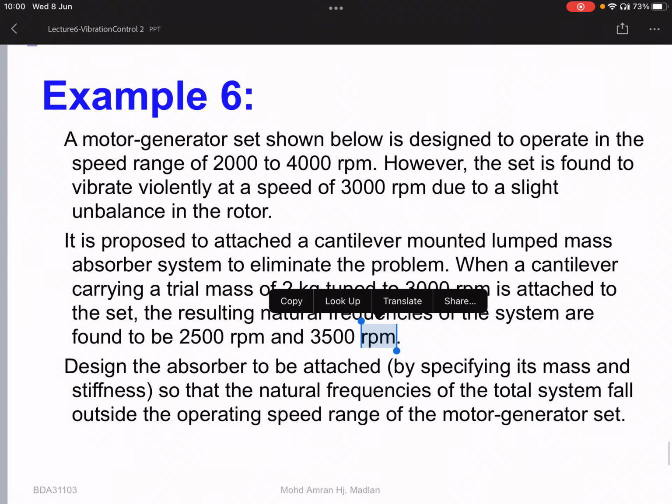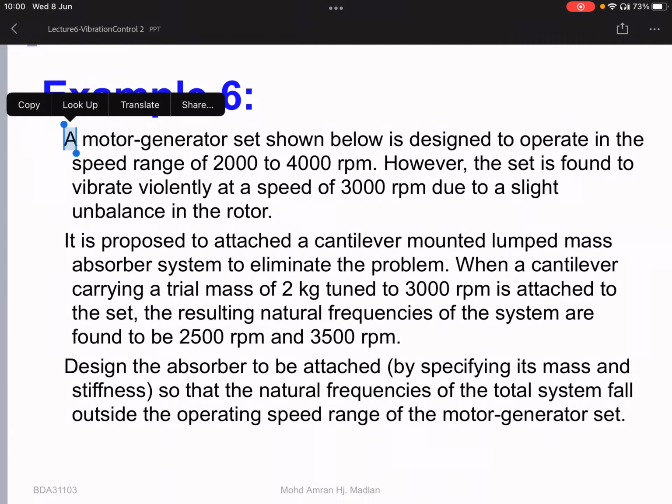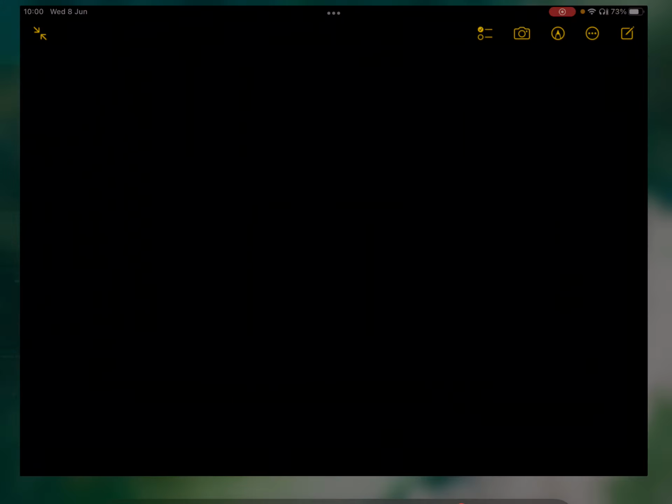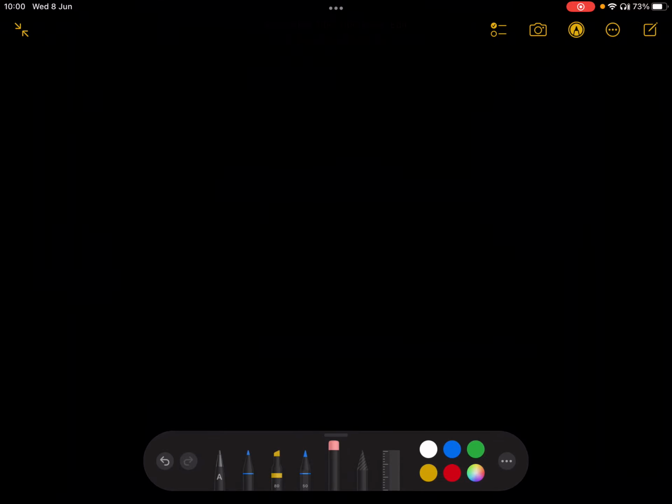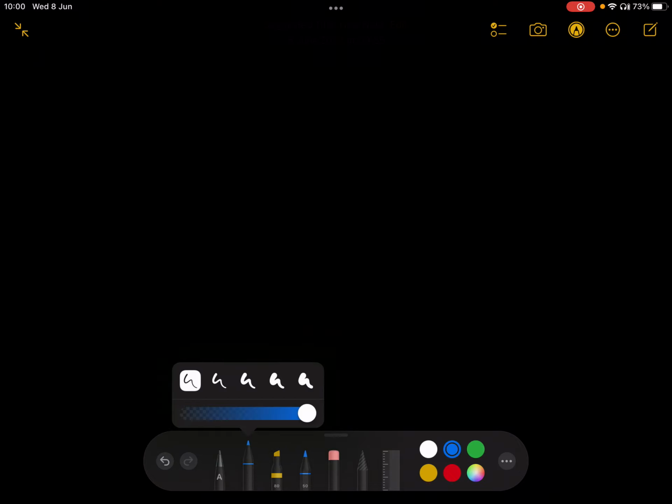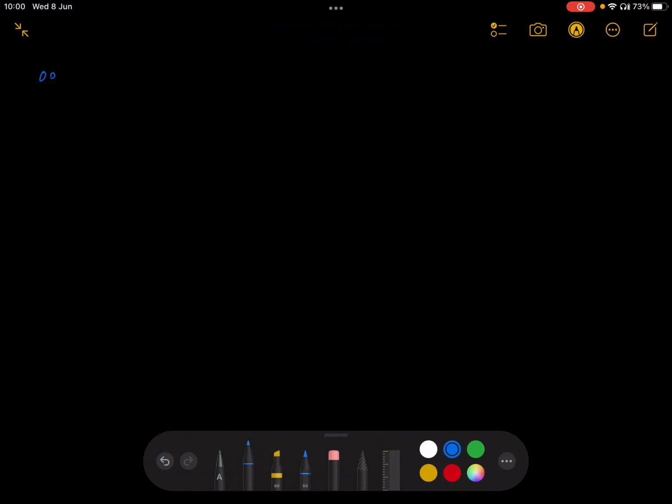Let me copy this for a while. So how are we going to solve example 6? First, we write down all the information. The operating speed is 2000 RPM to 4000 RPM, and the resonance occurs at 3000 RPM.